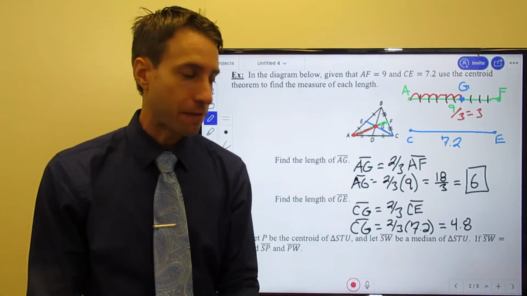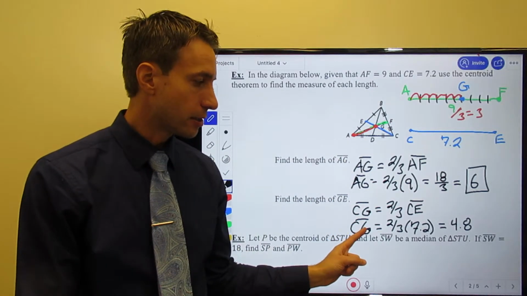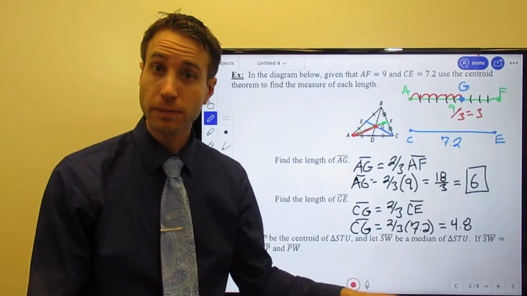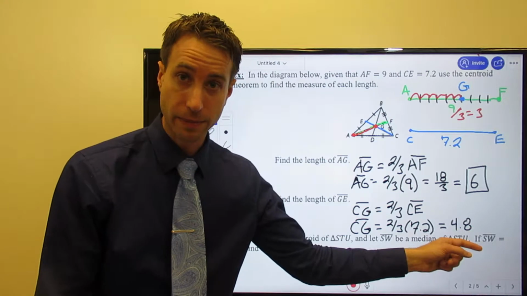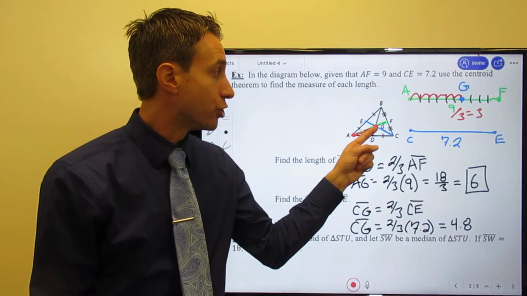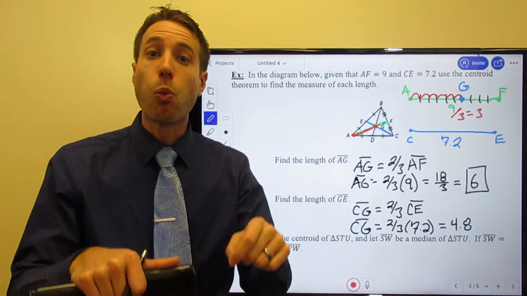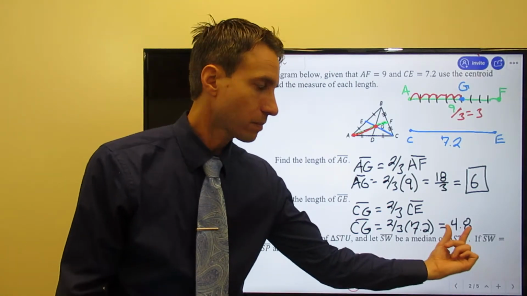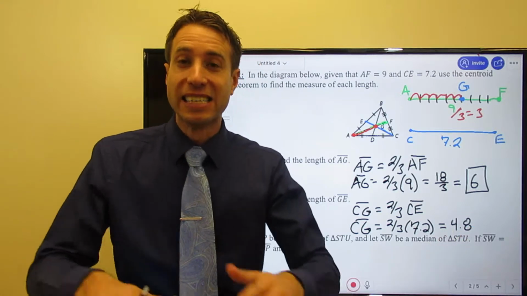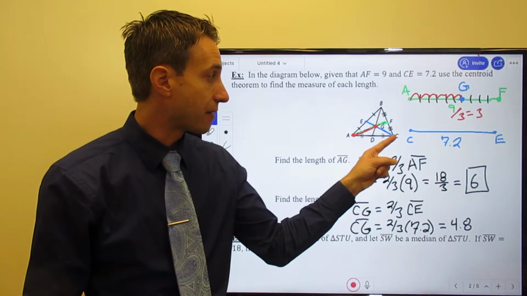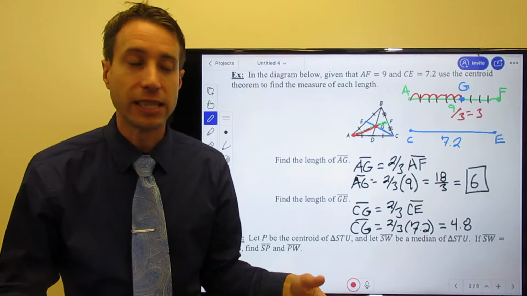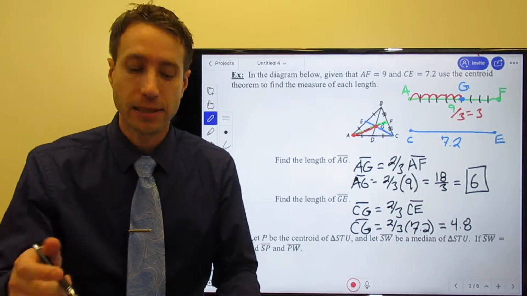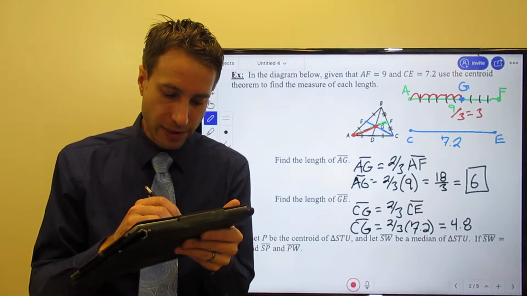Now, if C to G is 2/3 the entire distance, which is 4.8, that means G to E is 1/3 of the distance, or essentially whatever's left, right? Since it's 4.8 from C to G, all you'll need to do is take 7.2, which is the entire distance, and subtract 4.8.